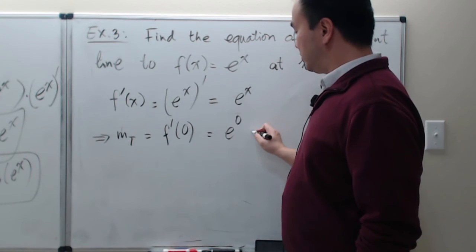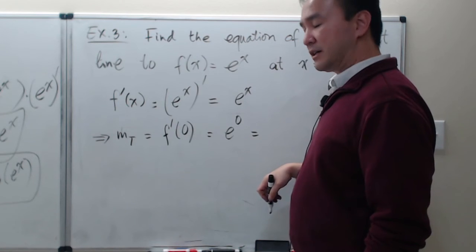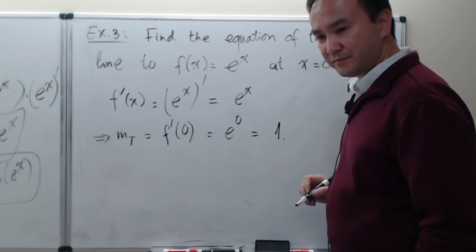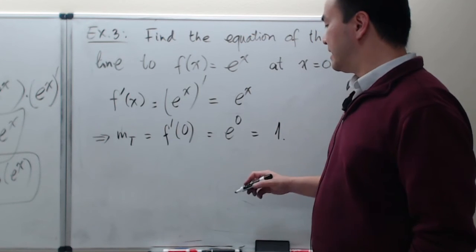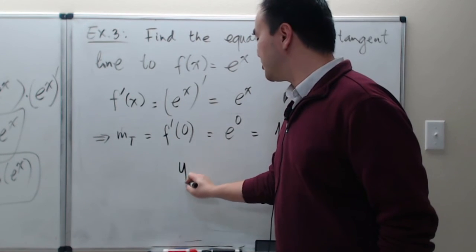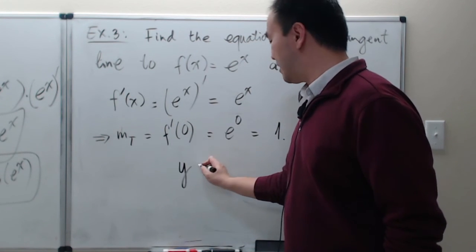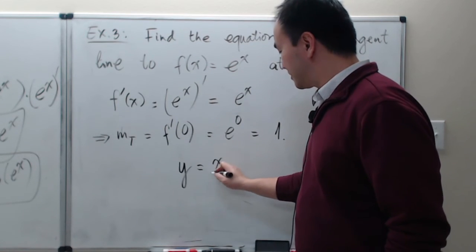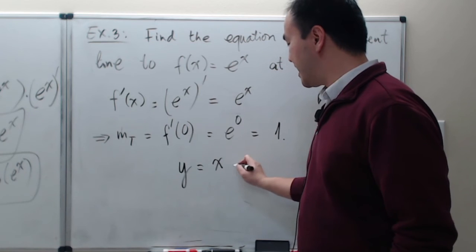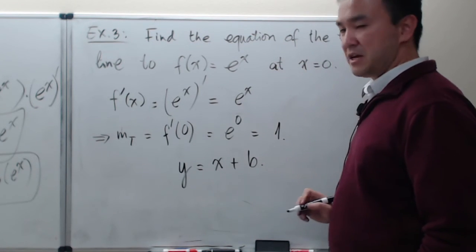And so e to the 0 according to algebra equals 1. Okay, so we found our slope here of the tangent line is 1. That means the equation of the tangent line is now halfway completed. It's 1x, where I don't have to write 1, so it's just x plus b.